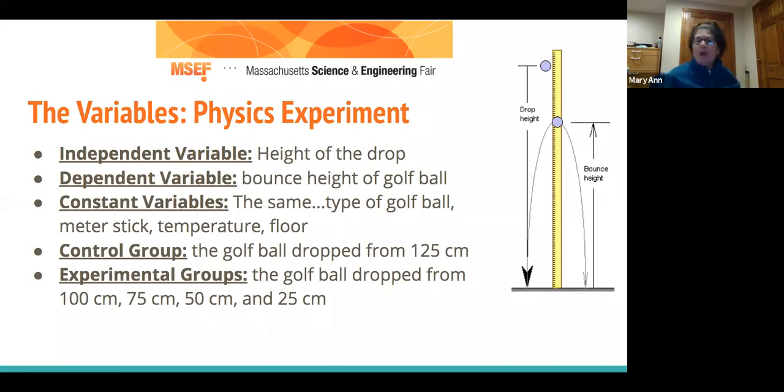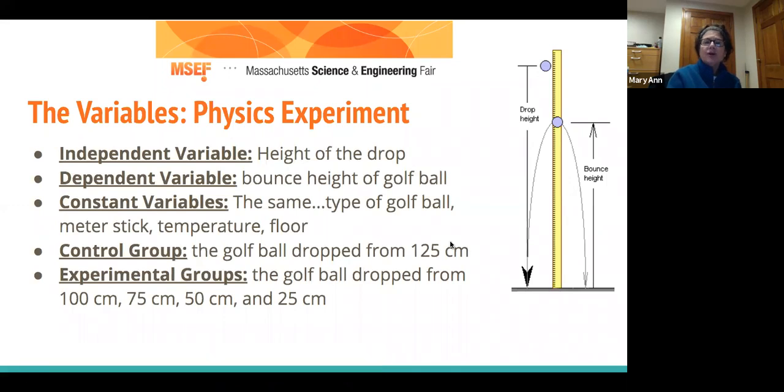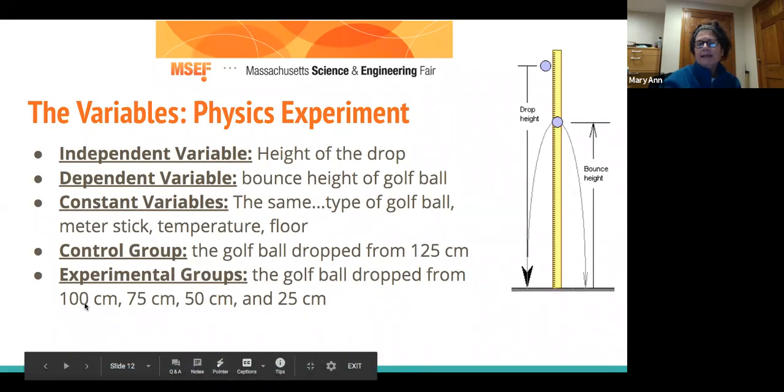I don't know what drop height is found in nature for golf balls. In this one, I encourage kids to choose one of the ends, either your lowest drop height or your highest drop height. So for this experiment, I chose the 125 centimeter group, like all the balls dropped at 125 centimeters. That's going to be our control group. Then notice how the drop heights get lower and lower for my experimental groups.